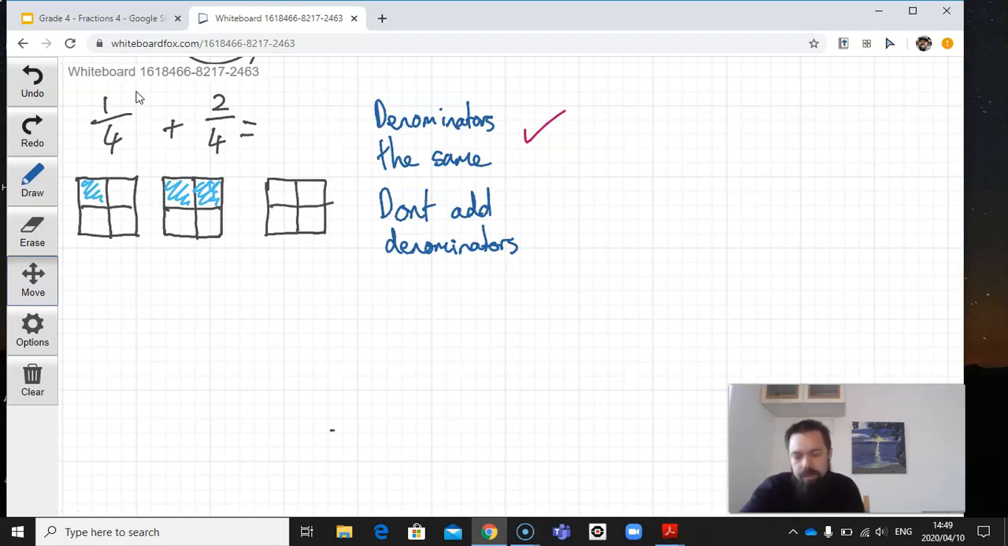So if I look back at my 2 in the question, I can see that I have 1 quarter over there, a second quarter, and a third quarter. So I have 3 quarters. 1 quarter, 2 quarters, 3 quarters. I don't suddenly have 3/8.